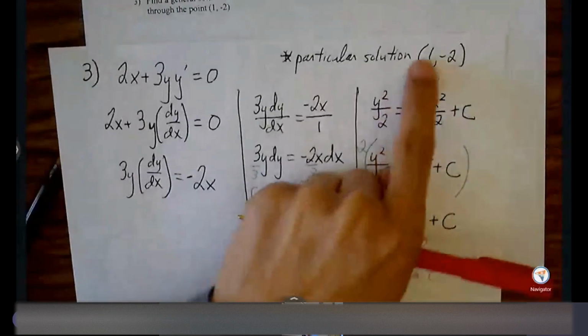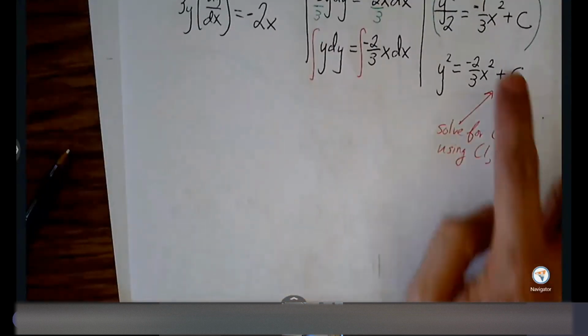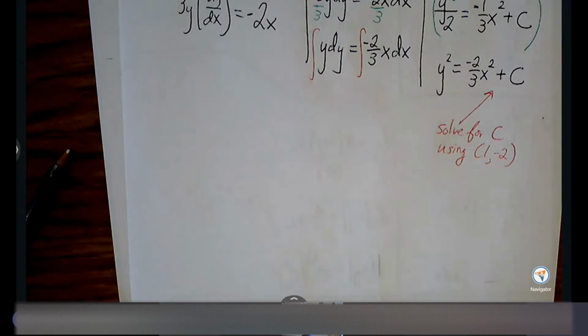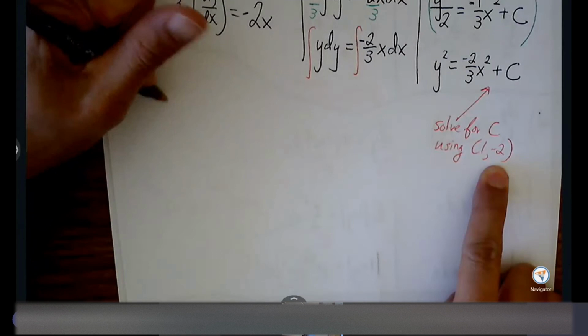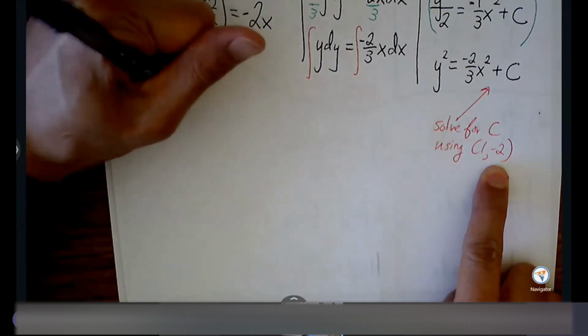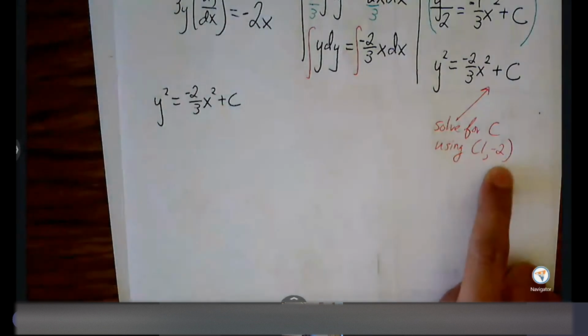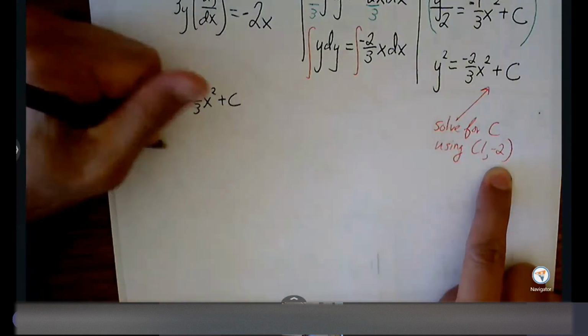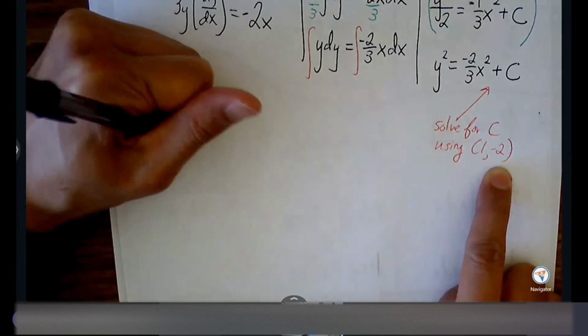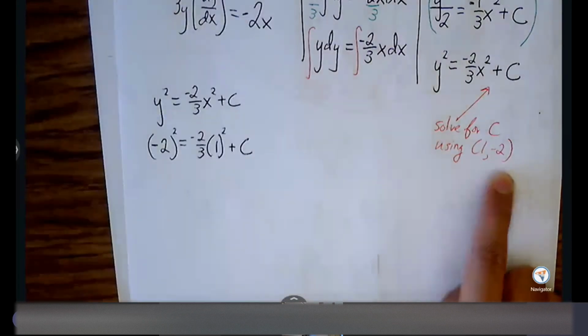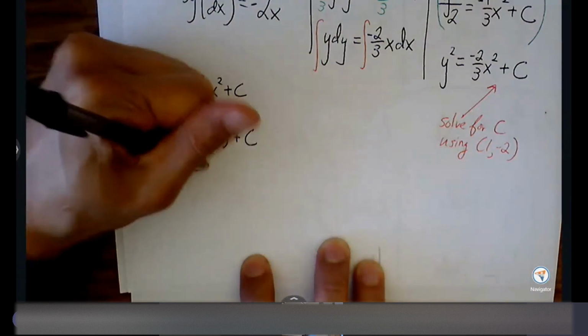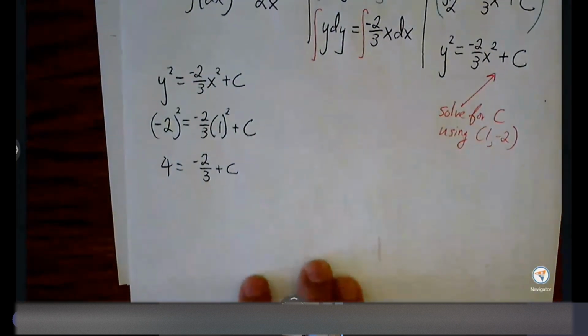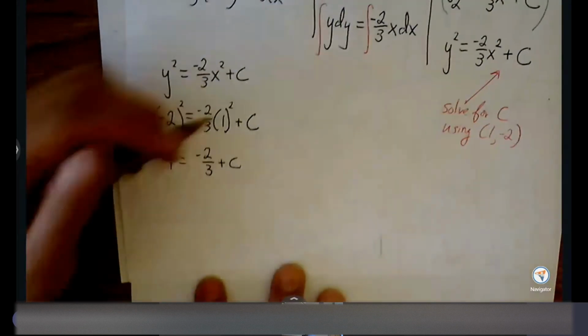And the way we solve for c is we take the ordered pair that they gave us, 1, -2. So 1 goes in for x, -2 goes in for y, and we're just going to go through the process and solve for c. All right. So I'll put the equation down here again. -2 goes in for y. So I get 4 is equal to -2/3 plus c. Add 2/3 to both sides. That's the same thing as 12/3 plus 2/3, which is 14/3.